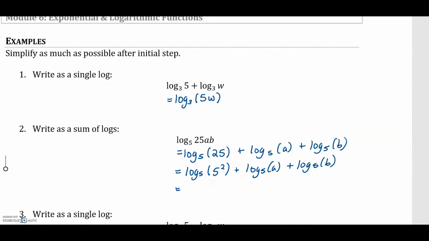Now we can simplify further by evaluating log of base 5 of 5 squared. We know that is equal to 2, since our base and the base of the exponent within the logarithm is the same, so this can be written as 2 plus log of base 5 of a plus log of base 5 of b.